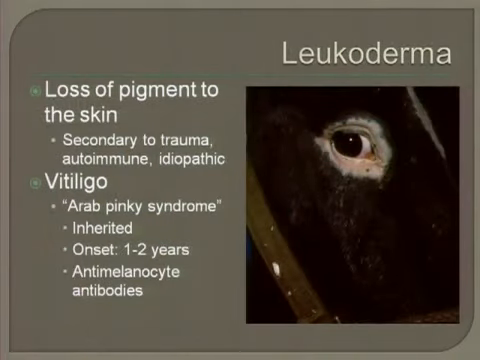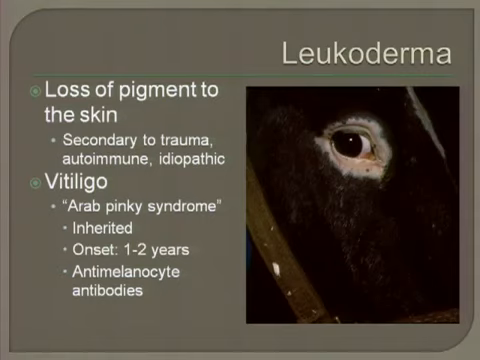And then leukoderma means white skin. This is the loss of pigment to the skin, and this can be secondary to trauma. Autoimmune conditions, or it can also be idiopathic. So one of the more notable forms of leukoderma in the horse is vitiligo, Arab pinky syndrome. This is an autoimmune condition that exists in Arab horses, characterized by anti-melanocyte antibody formation. So it's inherited. Age of onset is 1 to 2 years. There is no effective treatment.